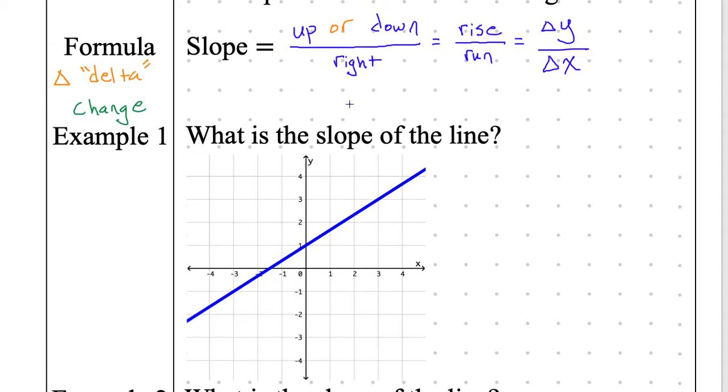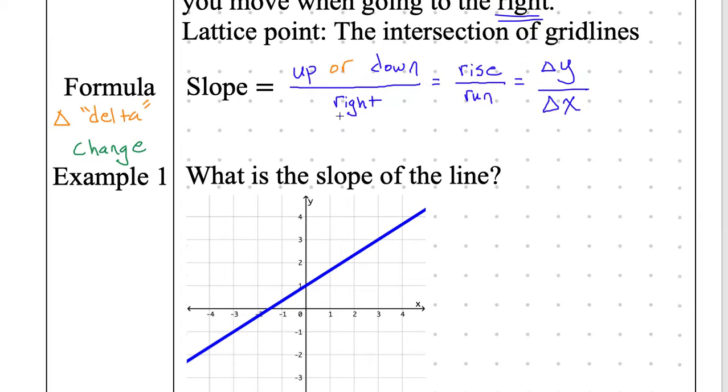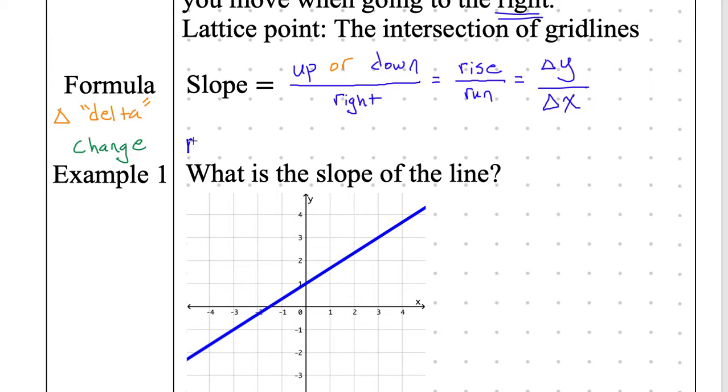Oh, and by the way, I should say this too. The general way that you find slope is make triangles at lattice points. Just having this one tip written down will really, really help you if you're struggling with slope.